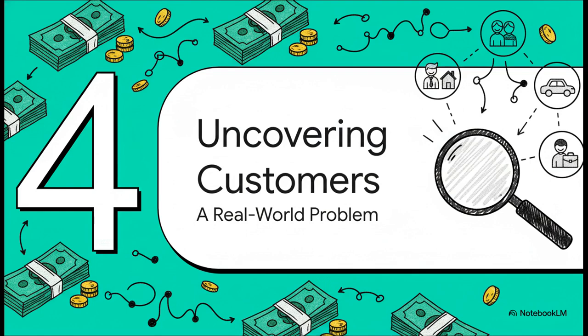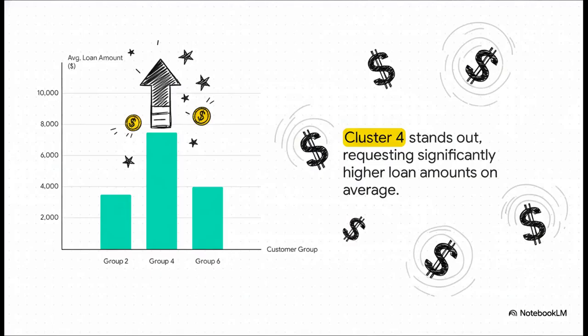But what can you actually do with it? Well, let's apply this to a real-world loan data set and see what kind of hidden customer groups we can uncover. So after running our model with 7 clusters, we can now look at the results. And right away, boom, something just jumps off the page. We can see these clear differences between the groups.